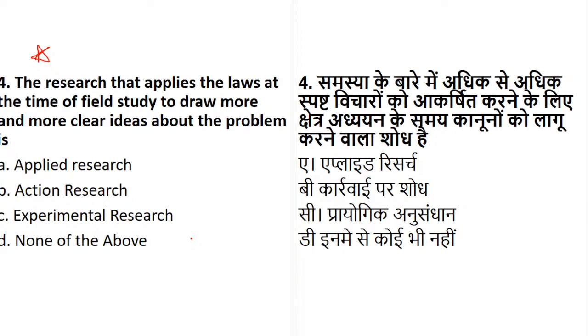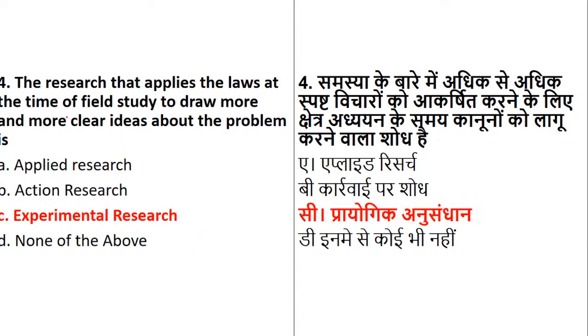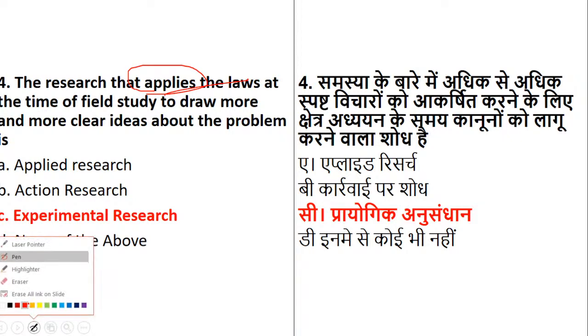See, again here, they saw one word, and based on that they have answered. Some old students have also made mistakes. Some students who are careful have also made mistakes. Now see the answer. When you read the question, how did you read? The research that applies. It means it applies the law, so it is applied research. But did you read the second half of the question? What is given in the second half of the question?